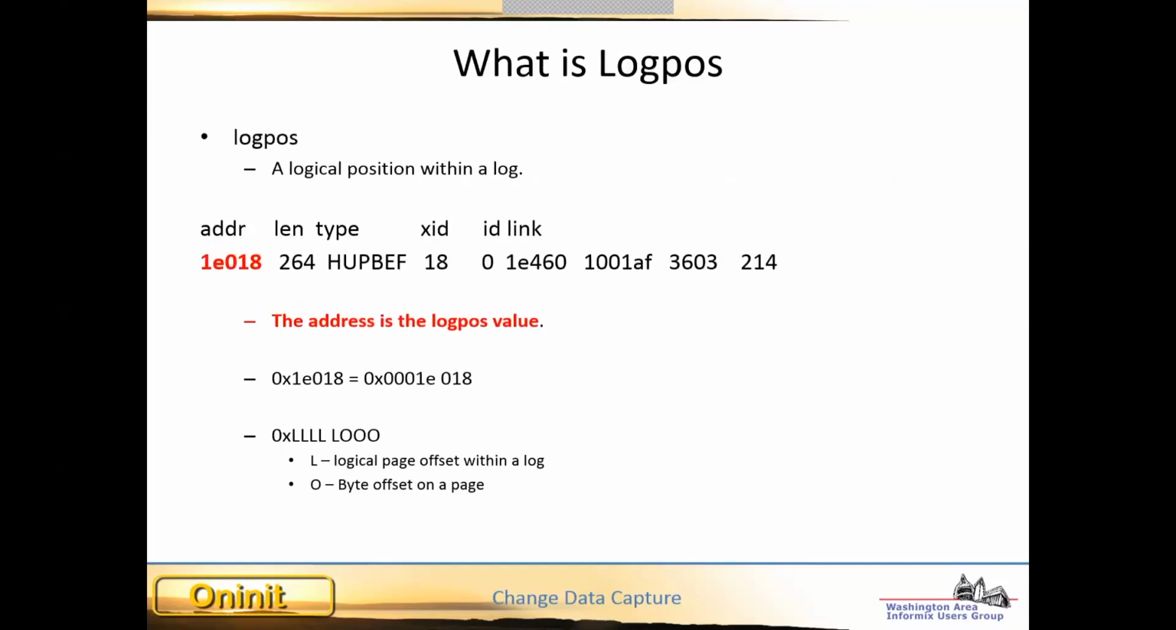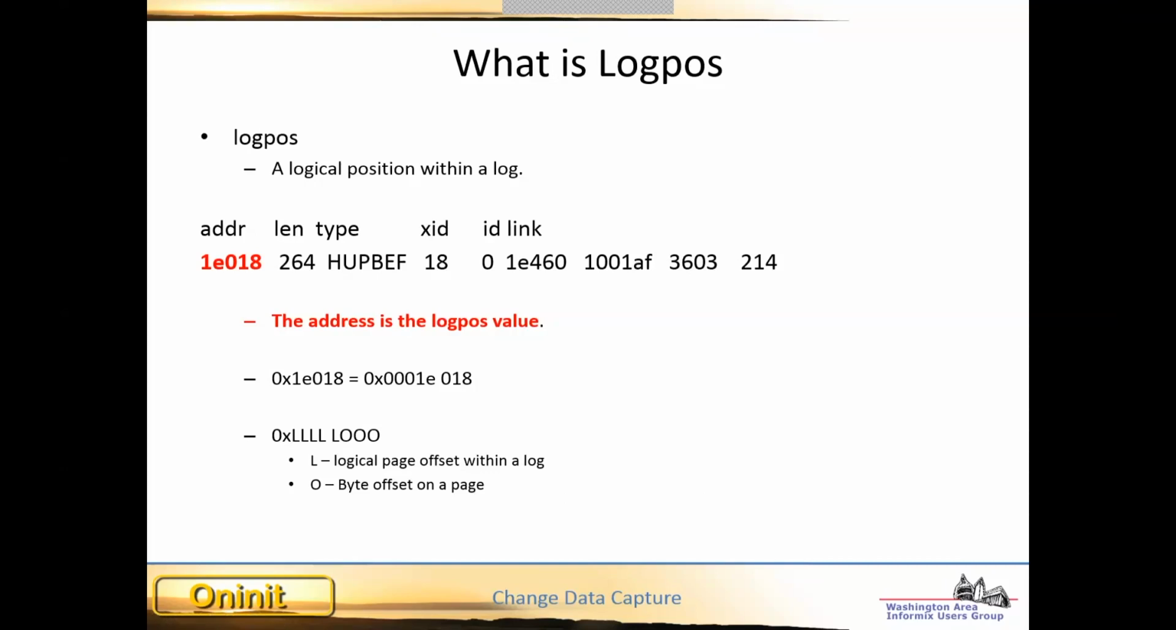Okay, so what we've got here is an example highlighted in red. Red is the log position. It is built up of the logical page offset within the log and the byte offset on a page. That is, I believe, unique across the lifespan of the engine.